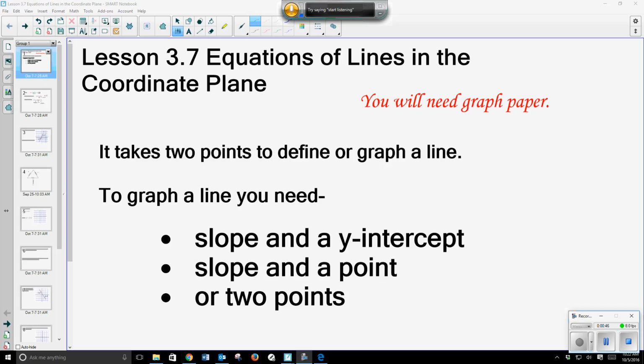Or if you're given 2 points, you can find the slope from the 2 points and use one of the 2 points to graph the line. Anybody still writing? Okay.